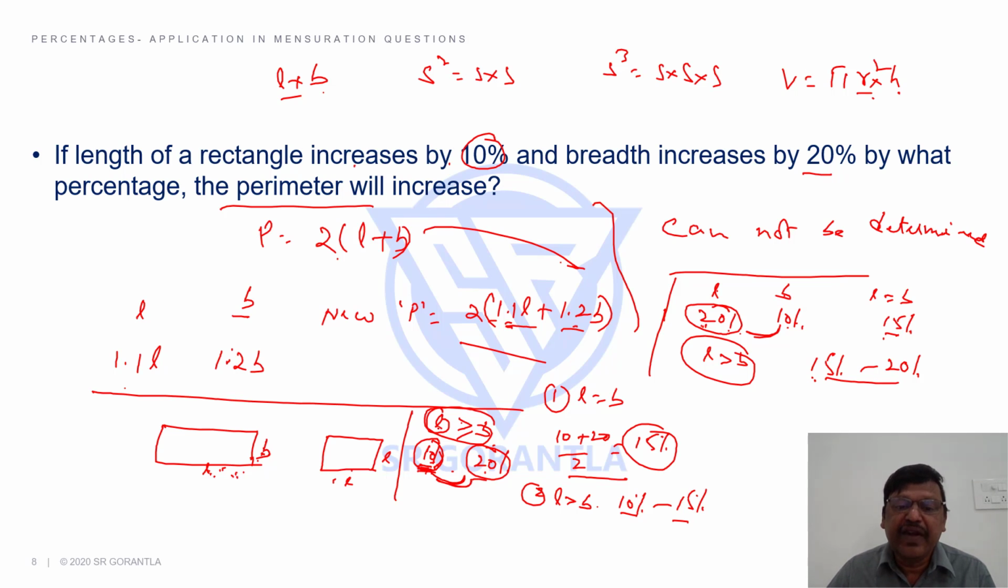Is that clear? If length is increasing by more, my answer will be more than half, that is more than 15%. If length is increasing less than breadth, then the answer will be less than half, that is less than 15%. That is somewhere between 10 and 15. Suppose if length and breadth are equal in a rectangle, then answer will be exactly 15%. When the options do not allow it, you cannot determine the answer exactly, right?